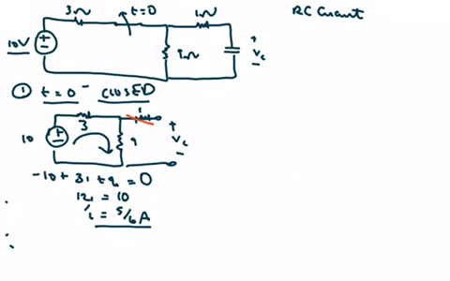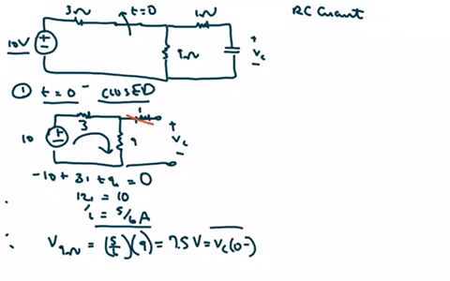Now if we find what our voltage is across our 9 ohm resistor, it's going to be that current times 9. And so our voltage will be 7.5 volts. Again, this is VC of 0 minus.